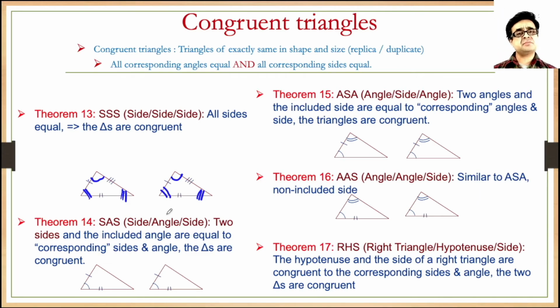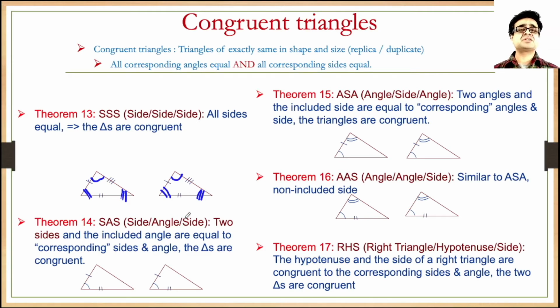The second theorem on congruent triangles, which is our theorem number 14, is side angle side. What that means is, if I am given that 2 corresponding sides of triangles are equal, and the angle within those sides is equal, then the triangles have to be congruent, which means they will be duplicates of each other. So this side is equal to this side, and this side is equal to this side, and not any angle but the angle included within those sides is equal, then the triangles are congruent.